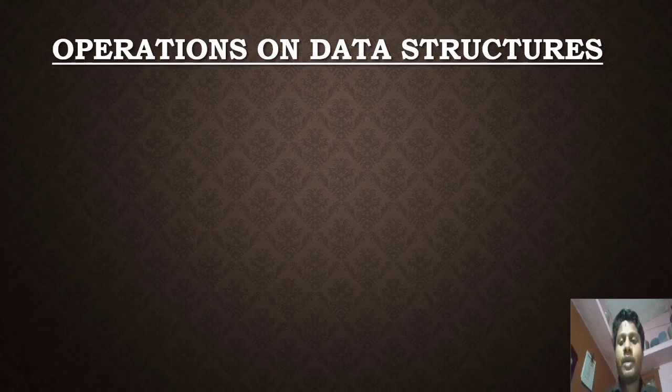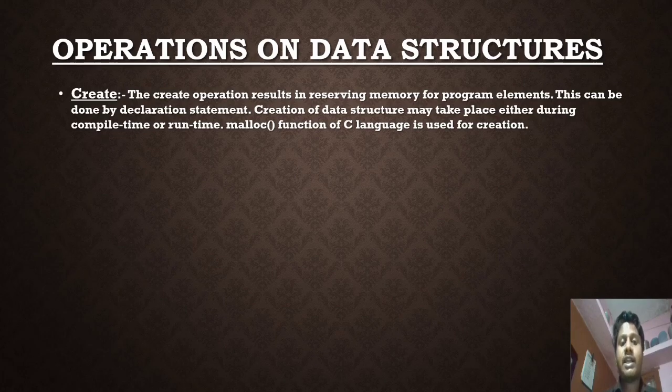Next, we will see operations on data structures. So what are the different types of operations that we are going to be performing on data structures? First one, creating of data structures. We can create data structures during compile time or run time. Compile time is nothing but when we say int, char, float, double, or else declaring arrays or declaring structures. Everything is in compile time. Runtime we can do using the memory allocating functions that we are going to see in future lessons.